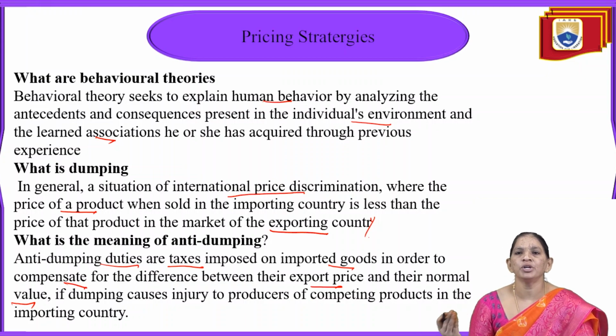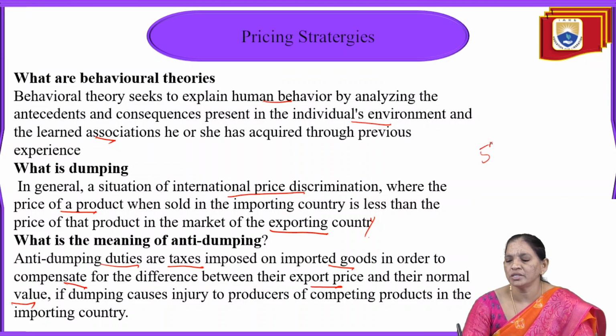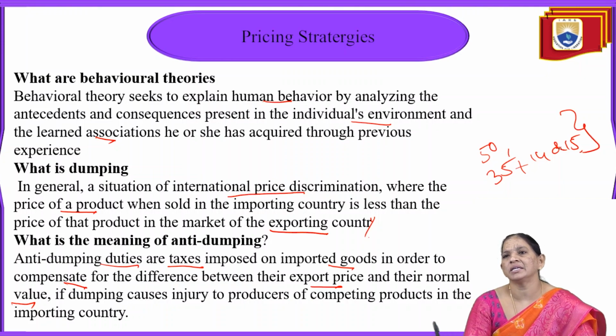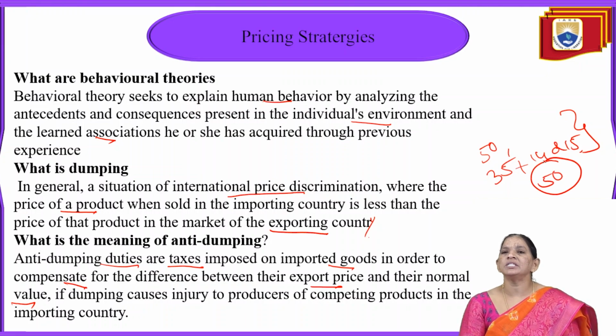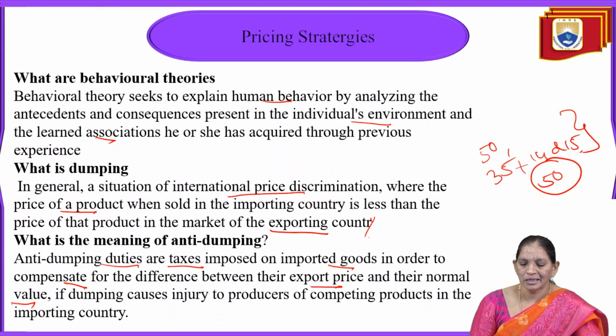For example, maybe the price of onions is 50 rupees in India, and when we import them from an external country they cost 35 rupees. Here the Indian government will charge some anti-dumping duties, maybe 14 or 15 rupees, such that totally the price will become 50. So this type of normalizing the price between the imported goods and the internal goods is called anti-dumping.